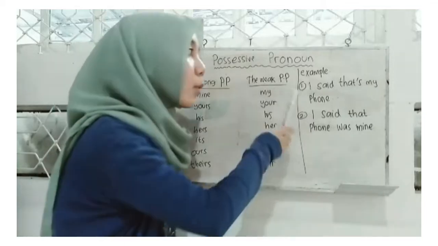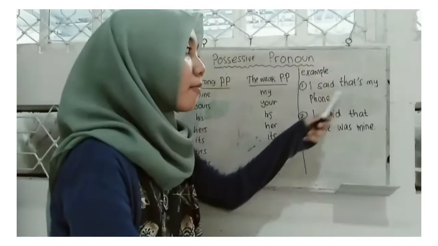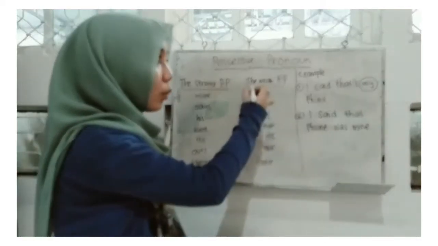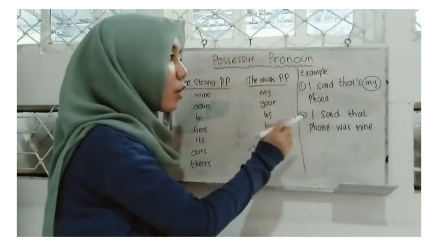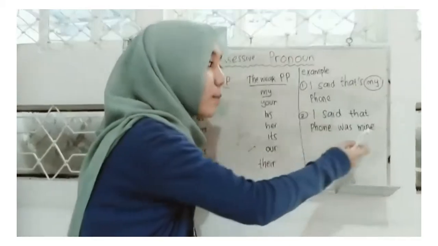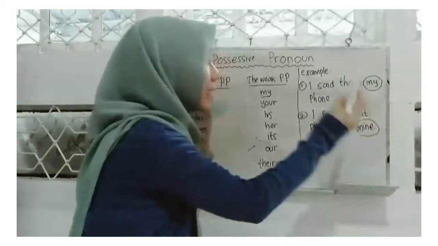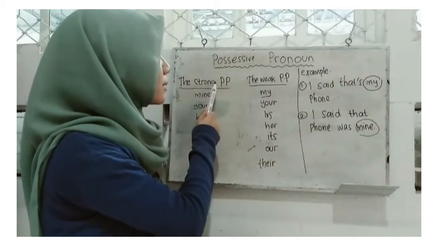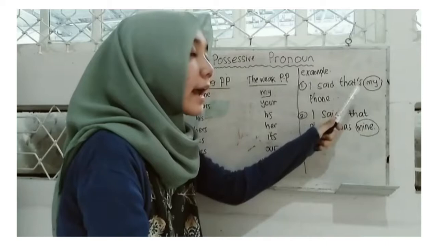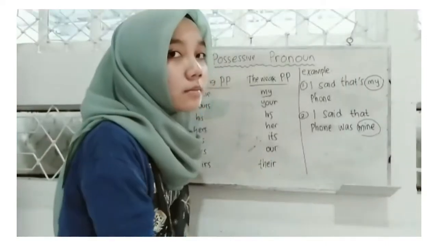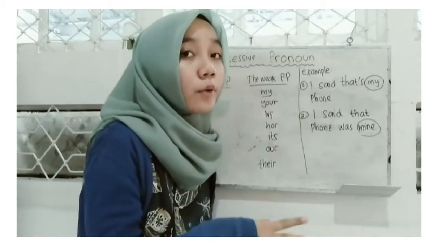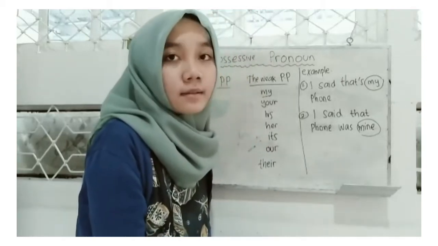For example, number 1, I say that's my phone. My in here is the weak possessive pronoun or adjective pronoun. Number 2, I said that phone was mine. Mine in here is the strong or absolute possessive pronoun. This pronoun helps us to show possession. So the next type of pronoun reference will be explained by my friend Gilang.